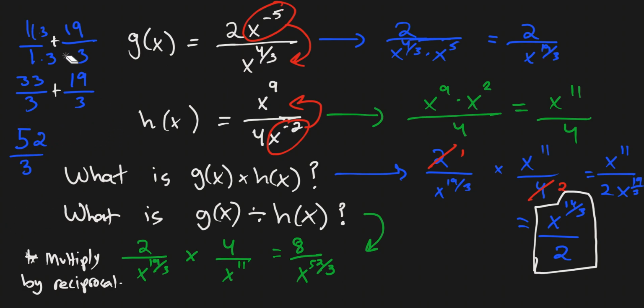Okay, so 52 by 3. This is about as much as we can do with this problem. We can't really simplify this further. We can bring it up and make it negative, but that doesn't really help us.